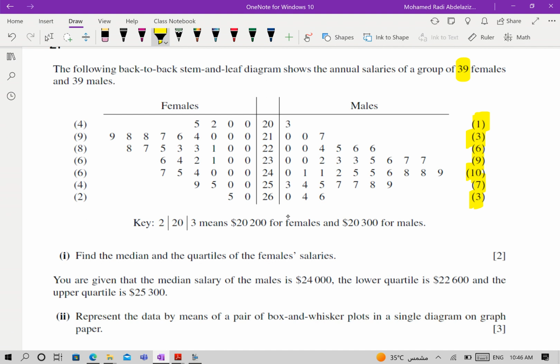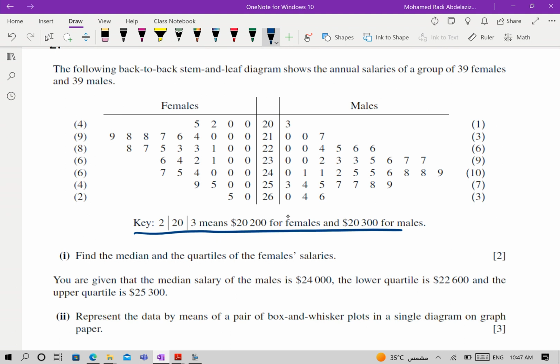3, we have 3 values. If you add them all, you will get 39. Even if the number is not mentioned in the question, without writing it on the right side, you can count them one by one. We have 39 values for males and 39 for females. Part 1. And also it's given the key. You have to read the key to get back to the original values.